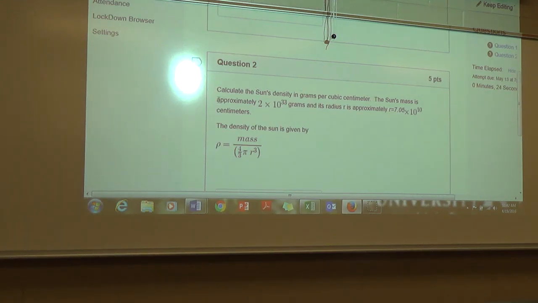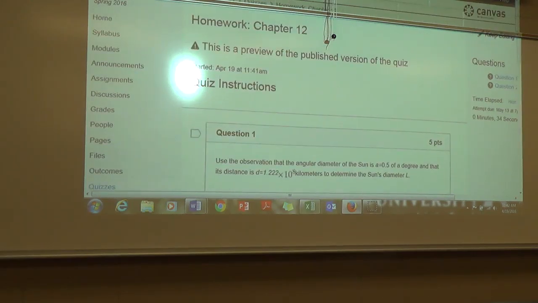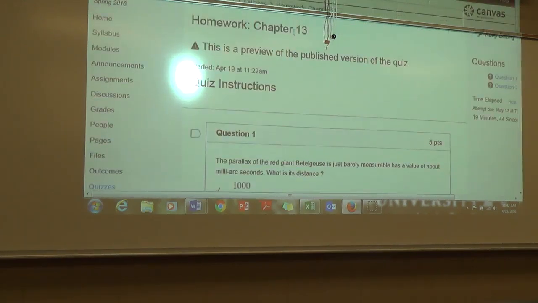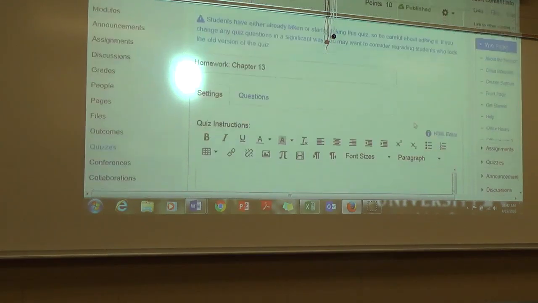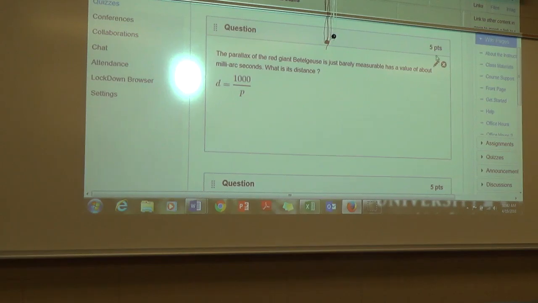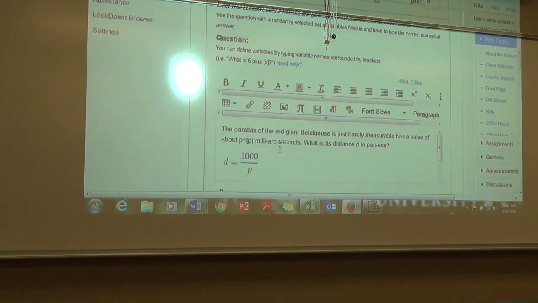The sun is A equals 0.5 degree, and its distance D is 1.22 times 10 to the 8 kilometers, from the sun's diameter L. And now we have L equals 2 pi dA over 360. So number 1 on 12 is working now. Calculate the sun's density in grams per cubic centimeter. Sun's mass is approximately 2 times 10 to the 30 grams. Radius, 7.05 times 10 to the 10th centimeters. Okay, so that's good. All right. 12 is working. And this one on 13, the second one on 13.